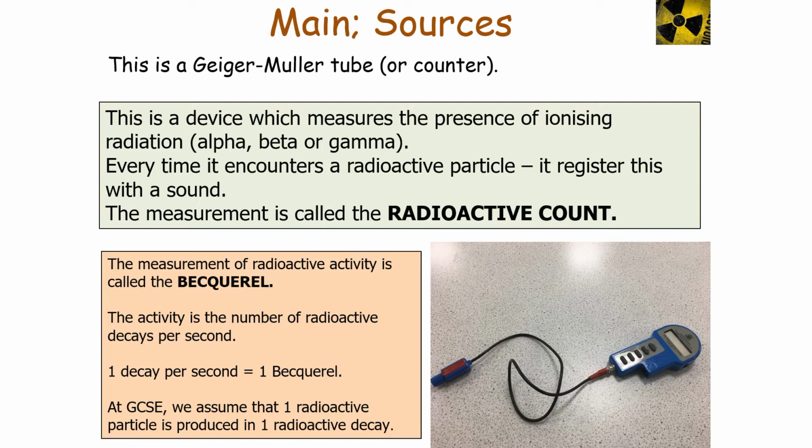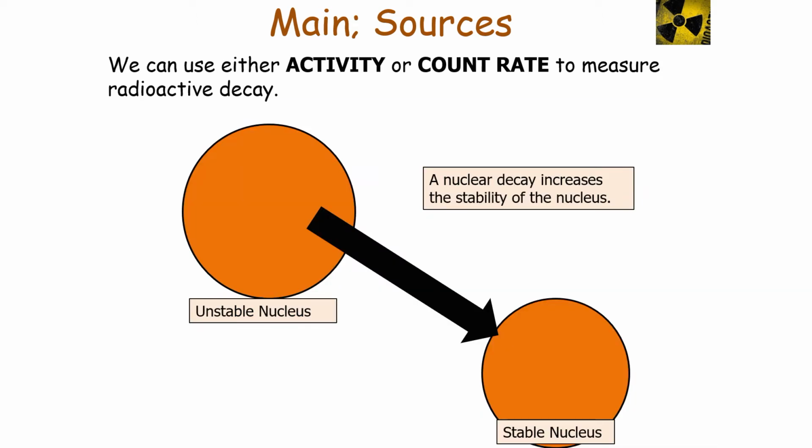Now, one decay per second would equal 1 becquerel, and at GCSE we assume that one radioactive particle or emission is produced in one radioactive decay. So we can use either activity or count rate to measure radioactive decay. Now remember, a radioactive or nuclear decay increases the stability of a nucleus. So a nuclear or radioactive decay turns an unstable nucleus into a more stable nucleus.